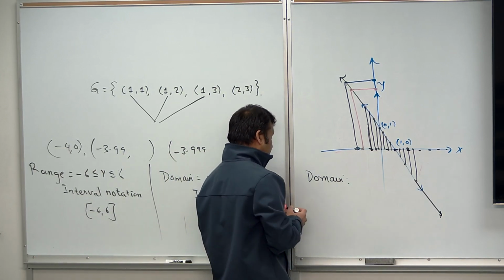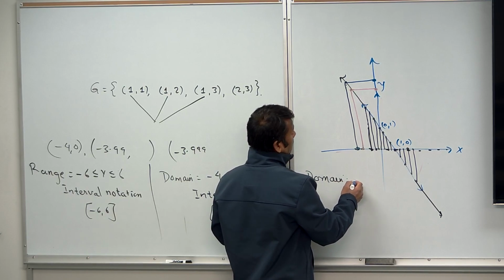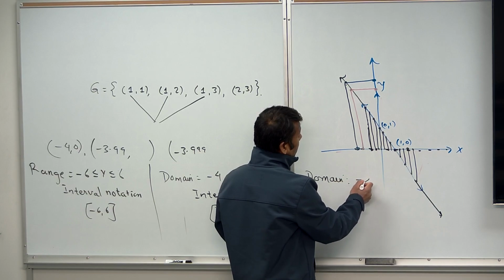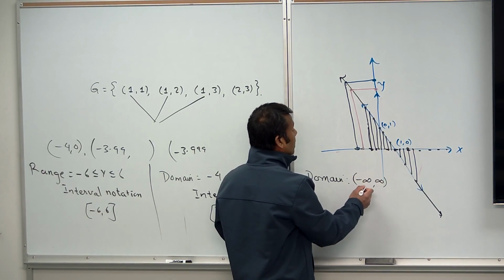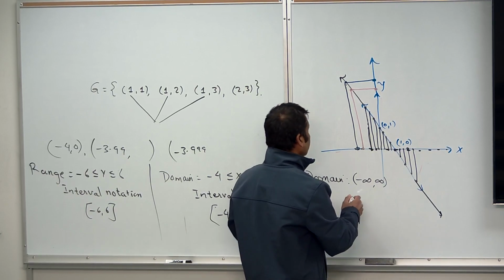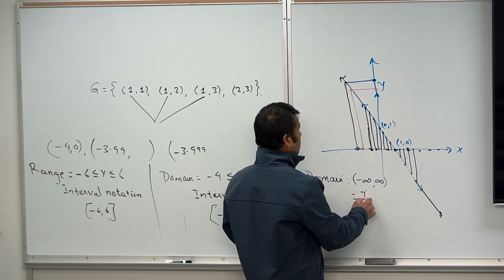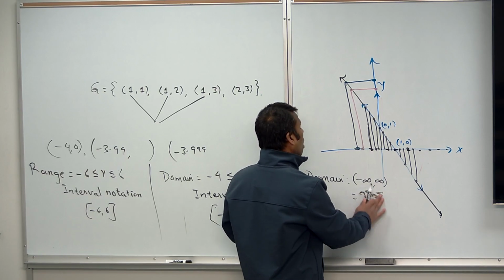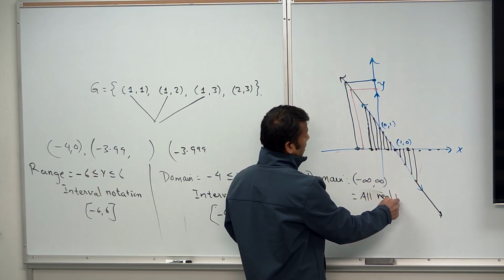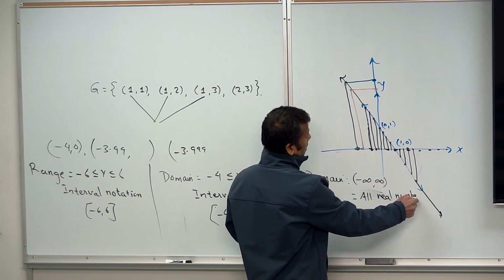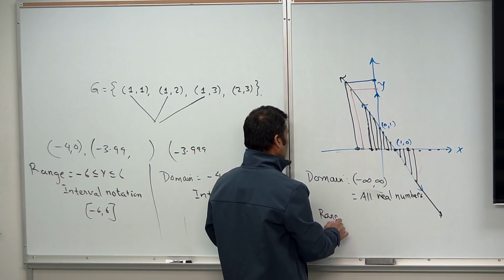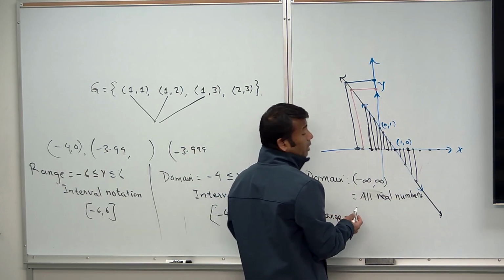So now the domain you can write as negative infinity, positive infinity, or you can say the set of all real numbers. And the range is what? What will be the range?